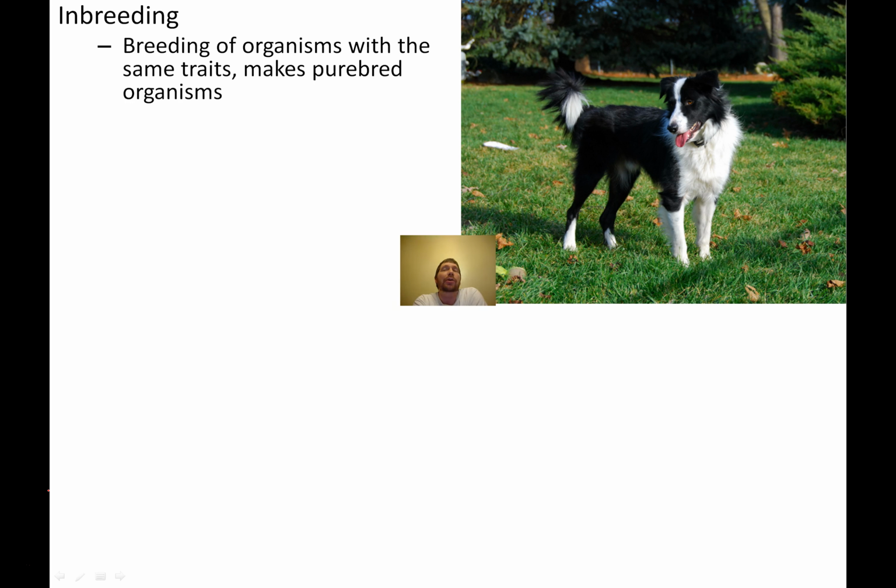And so inbreeding is what you do when you have all the traits that you want and you want to save them. Because if you mix it with something else that has different traits, you may lose those beneficial traits. And so that's where inbreeding comes about.